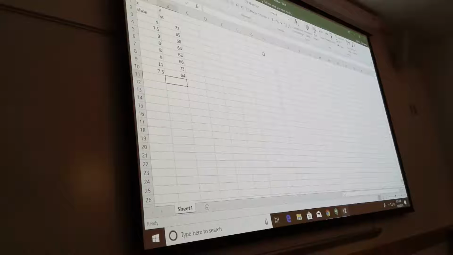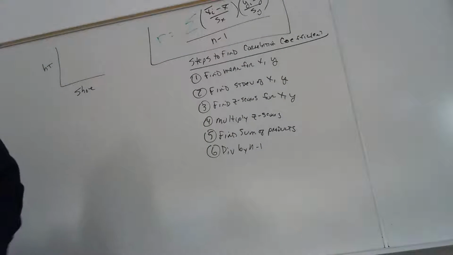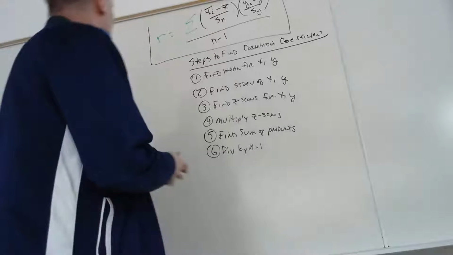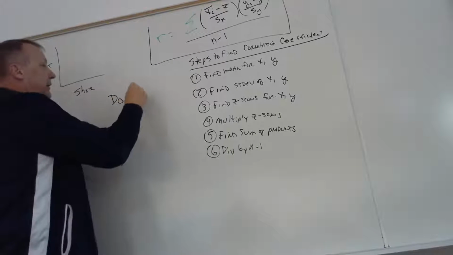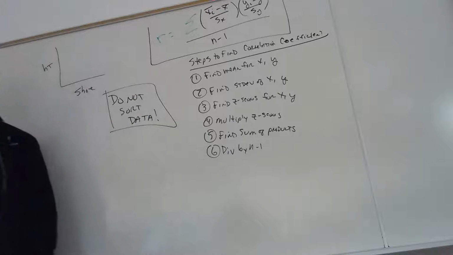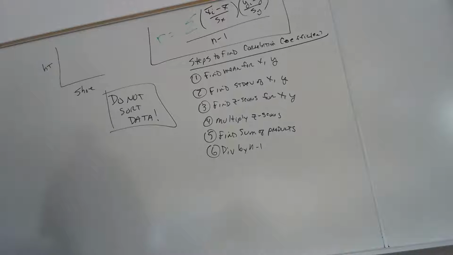All right, now this might be a trick question. What's the first thing you're supposed to do? Order them. Actually, I'm going to write that on the board: do not sort your data. Wait, the first thing we're going to do is, do not sort your data. Why not? It screws it up. I'll show you, we'll do that at the end. Okay? Do not sort it.